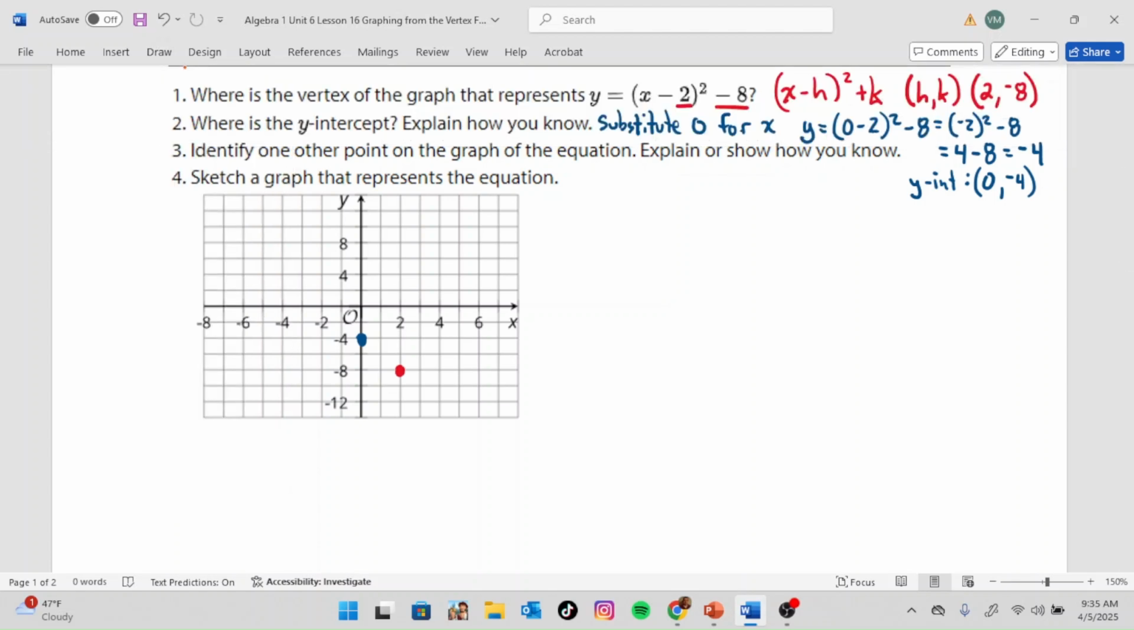Number 3 wants us to identify one other point on the graph of the equation and explain or show how we know. So for number 3, we are going to use symmetry. Because a parabola is symmetric.